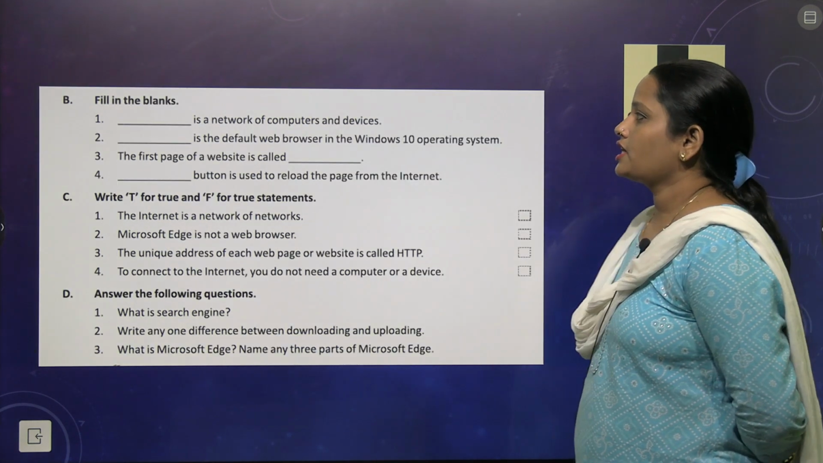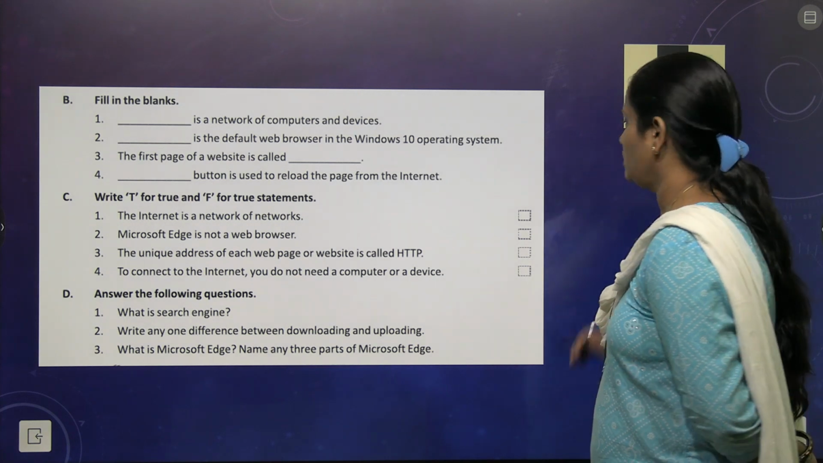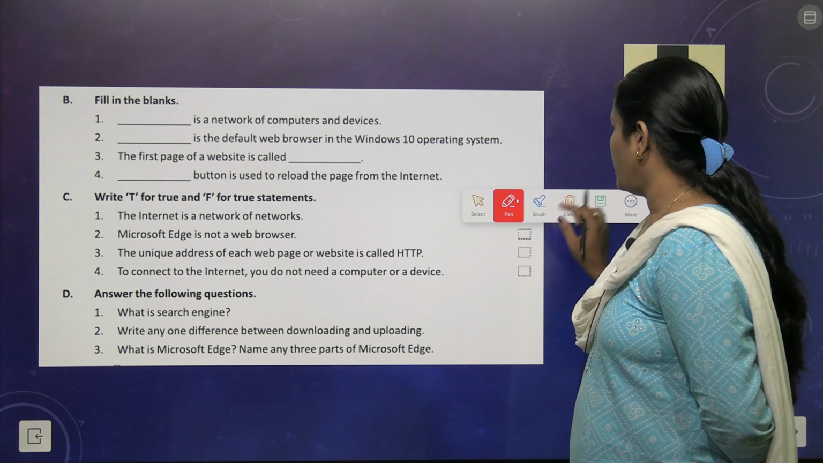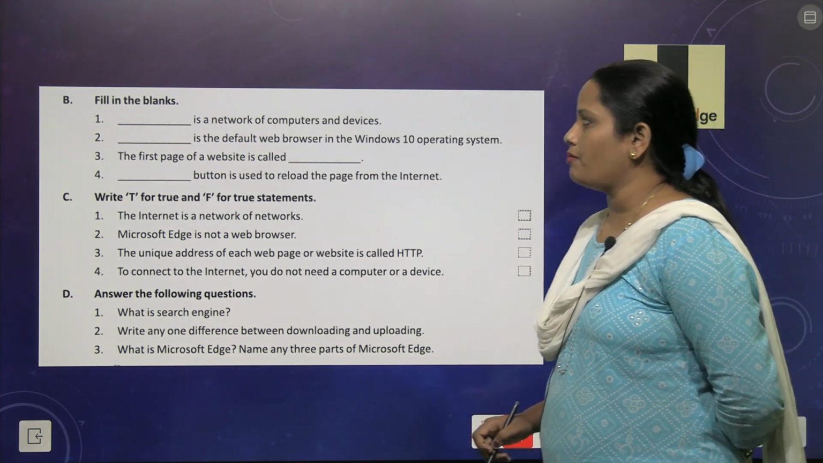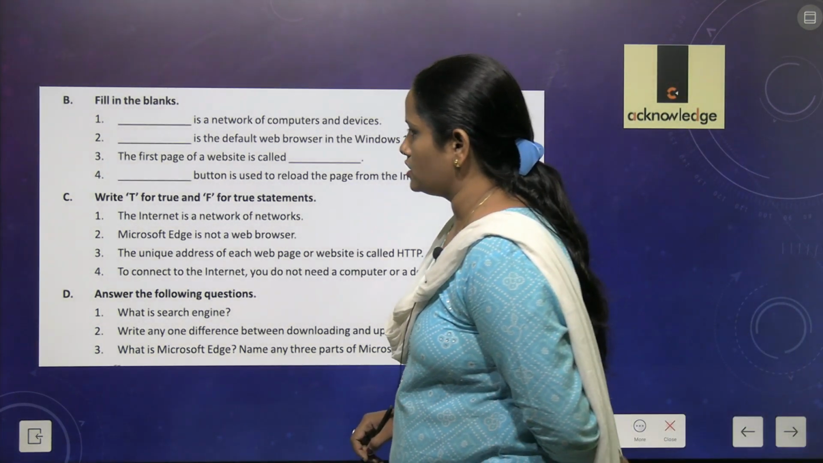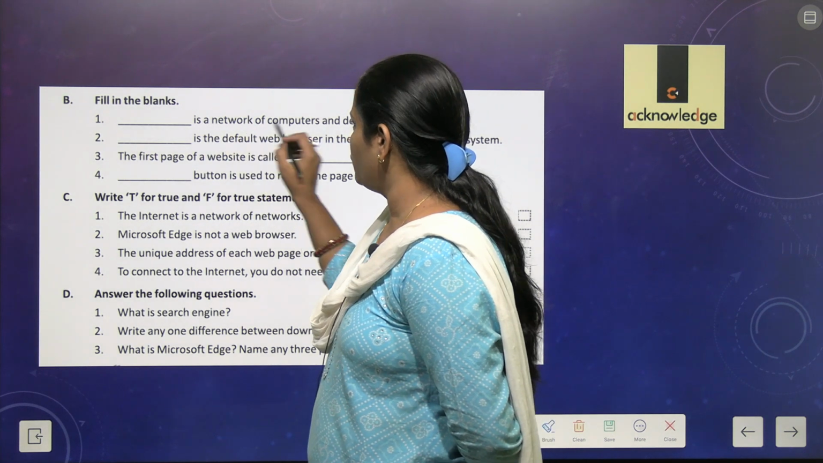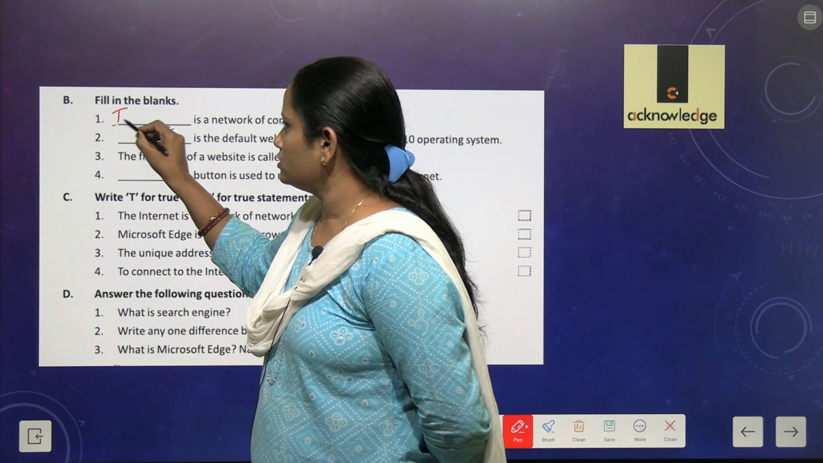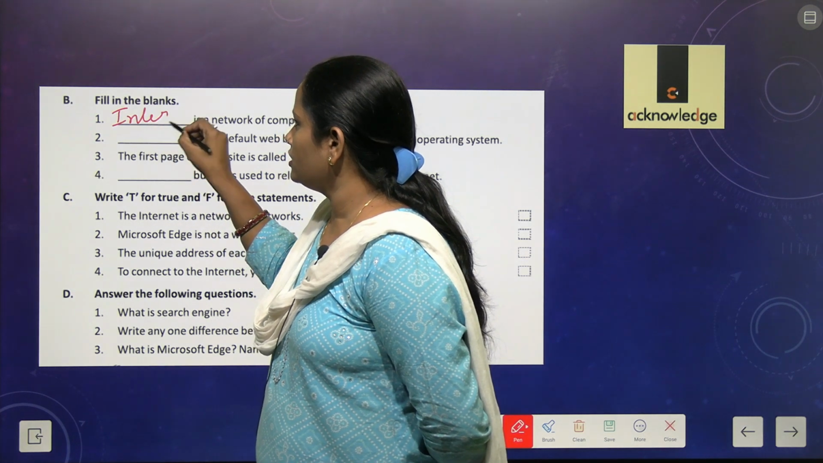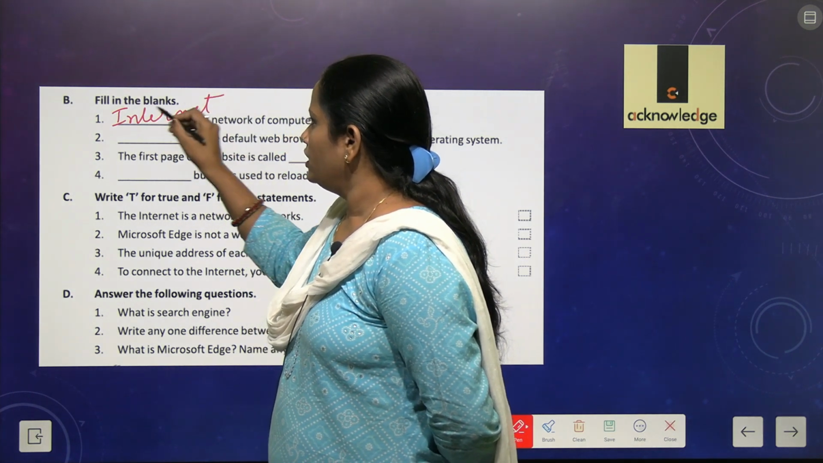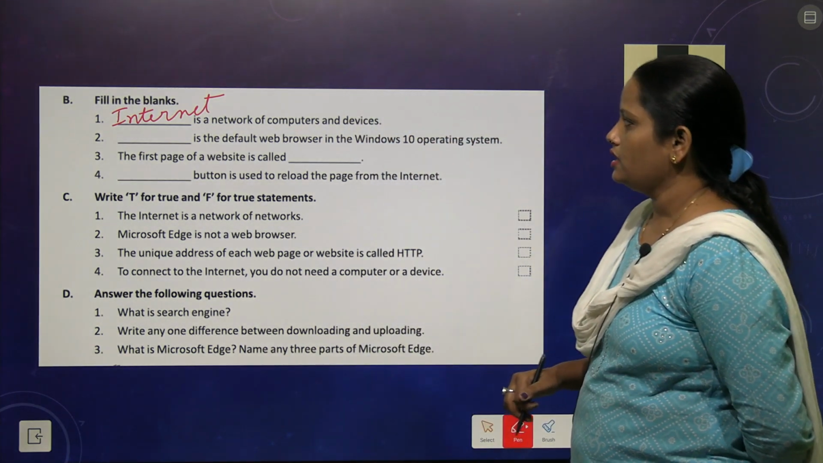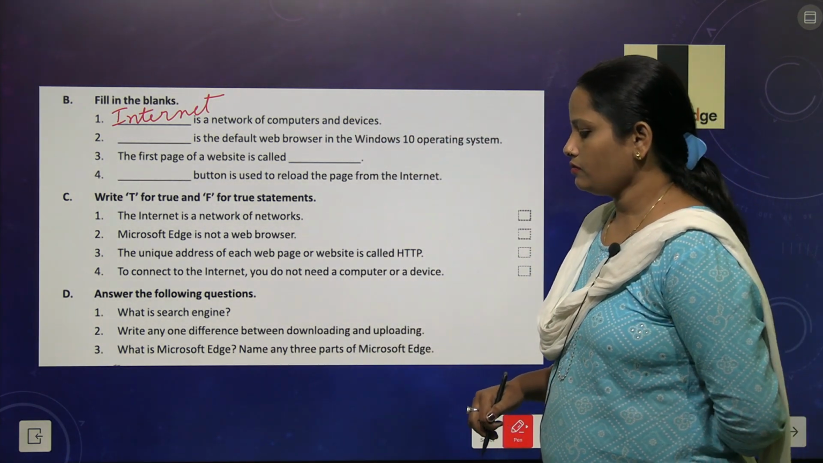Next, let's come to fill in the blanks. First question is, dash is a network of computers and devices. What is a network of computers and devices? Okay, internet. Internet is a network of computers and devices.